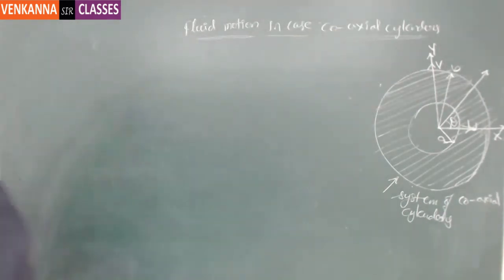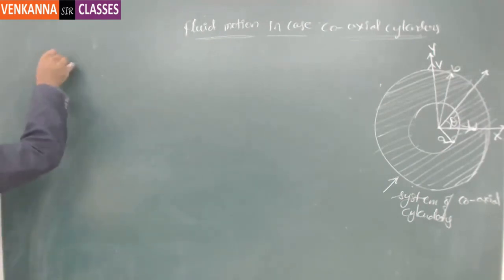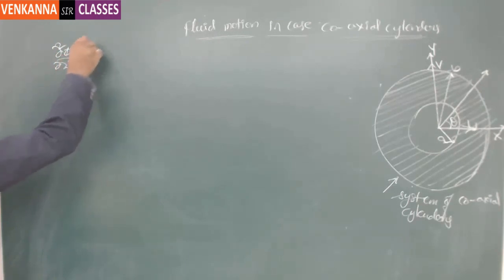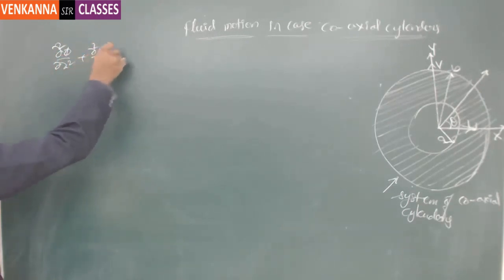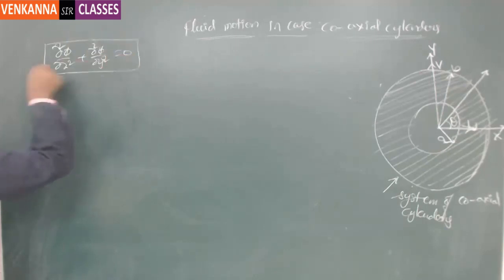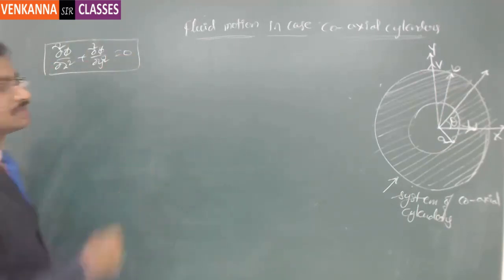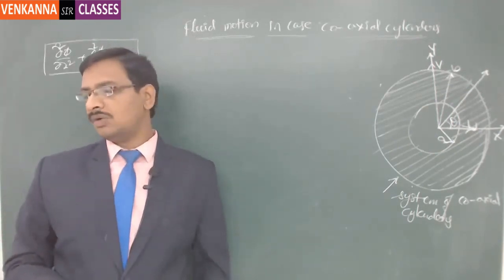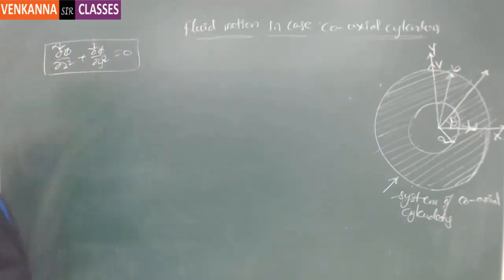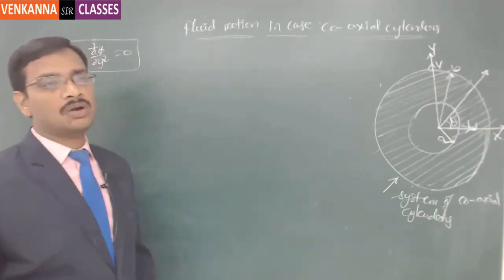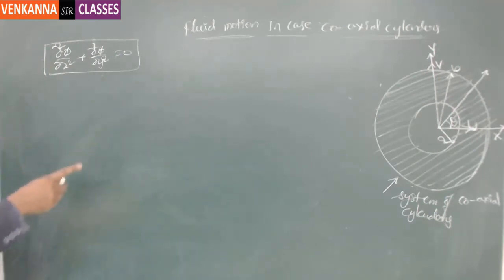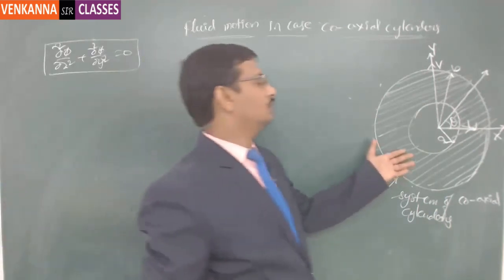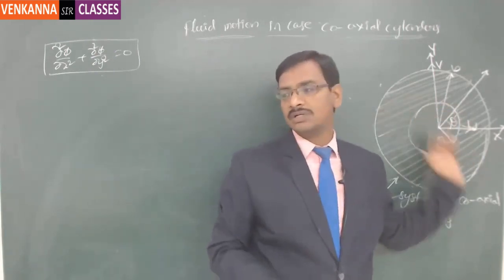So the Laplace equation in Cartesian coordinates is dou square phi by dou x square plus dou square phi by dou y square equal to 0. But this is a cylinder, which is nothing but polar coordinates on a plane. Now to adopt this for the Laplace equation, you have to identify the Laplace equation in terms of polar or cylindrical coordinates. Anyway, you are treating it at a constant z value, so this is nothing but the polar coordinate system for us.